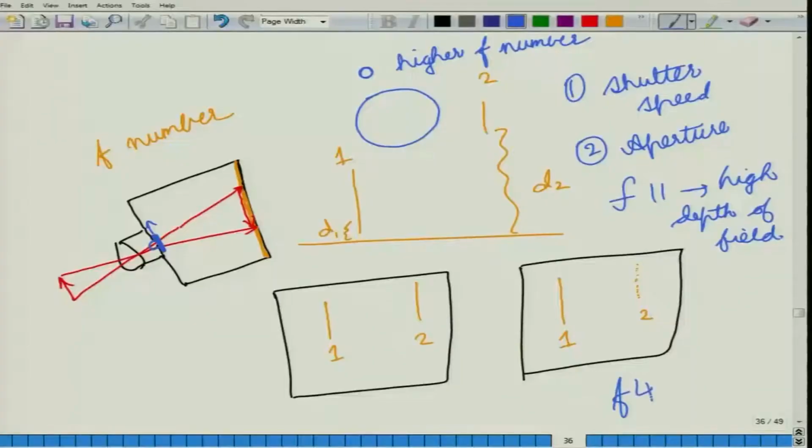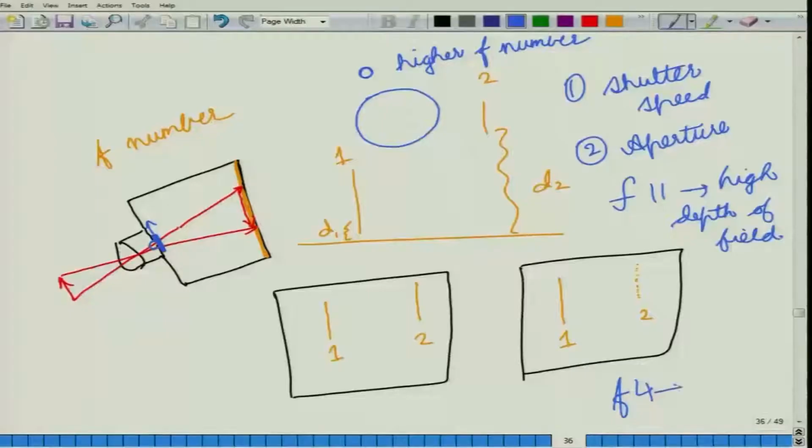On the other hand, a larger aperture, say an f4 aperture, so this varies inversely as the size of the aperture. So, if the size of the aperture is large, we have a smaller f number. If the size of the aperture is less, we have a larger f number. So, in the case of an f4, which would show us a very large size aperture, this would give us a small depth of field.